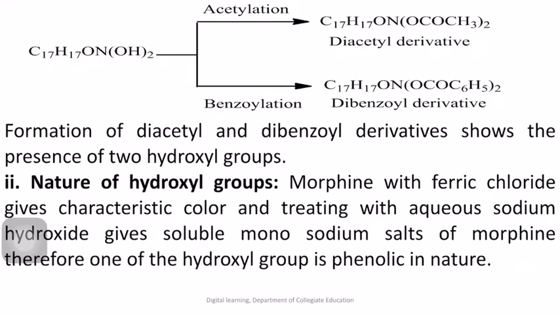Then we need to know the nature of these hydroxyl groups, whether they are phenolic or alcoholic. First, the nature of the hydroxyl groups. Morphine, when treated with ferric chloride, gives a violet color, which is the characteristic reaction of phenol. And also with aqueous sodium hydroxide, it gives the monosodium salt of morphine. Therefore, one of the hydroxyl groups is phenolic in nature. We got only monosodium, that means only one OH group is involved in the reaction.